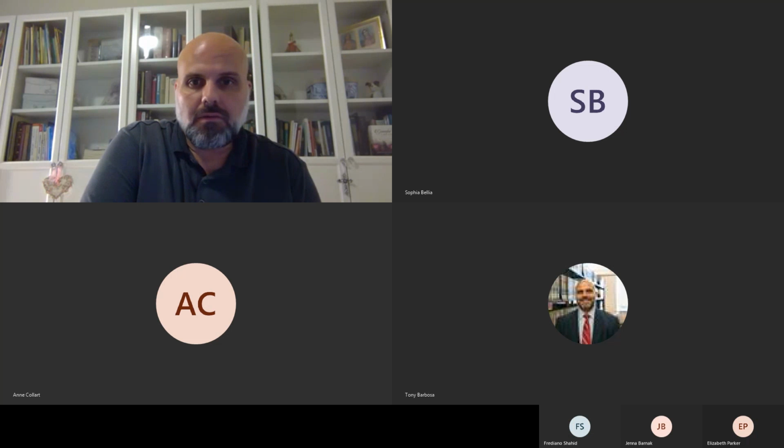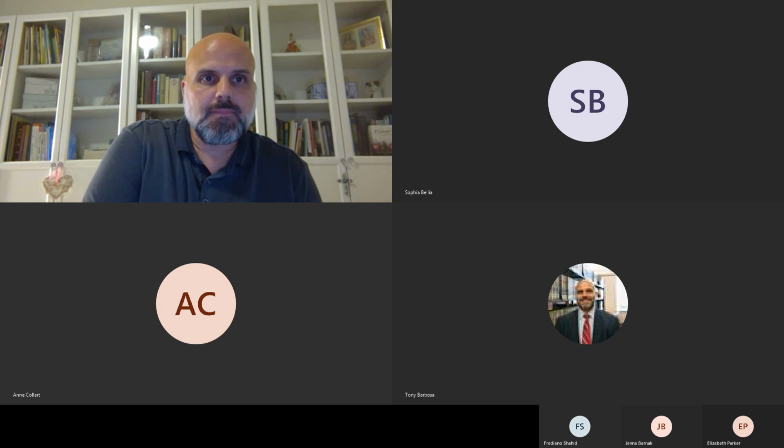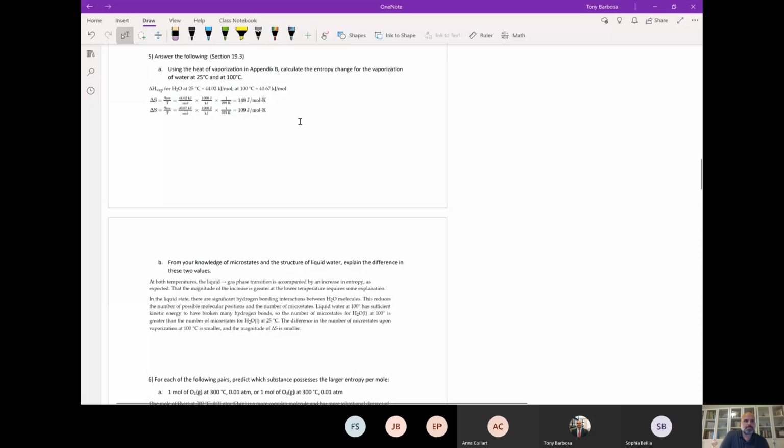All right, so in this particular problem, because the entropy change is based on the vaporization of water, the vaporization system is a path where your entropy is increasing, right? Because you're going from a liquid to a vapor. So you would expect to have an overall delta S with a positive number, right?